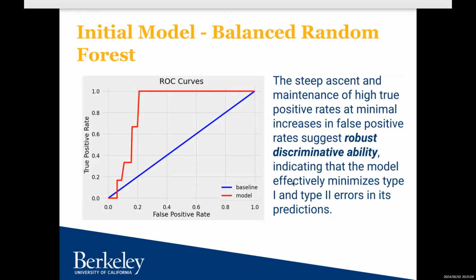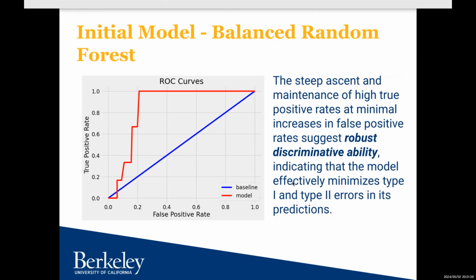At this stage, we have utilized two different machine learning models. Firstly, let's take a closer look at our ROC curve displayed here. This is from our first model, balanced random forest, because it has the capability to handle unbalanced datasets. Our model's ROC curve, represented by the red line, shows a steep ascent in the true positive rate with minimal increase in the false positive rate.